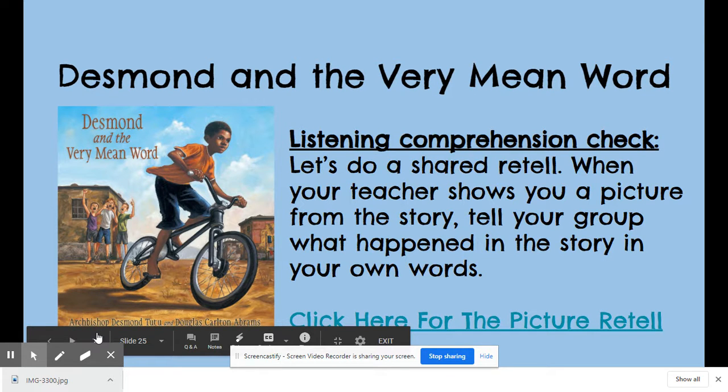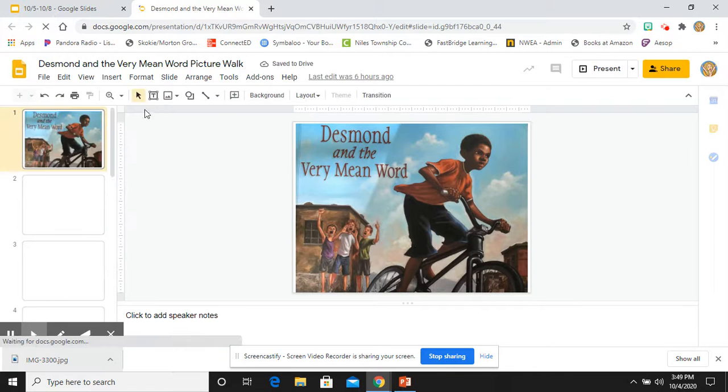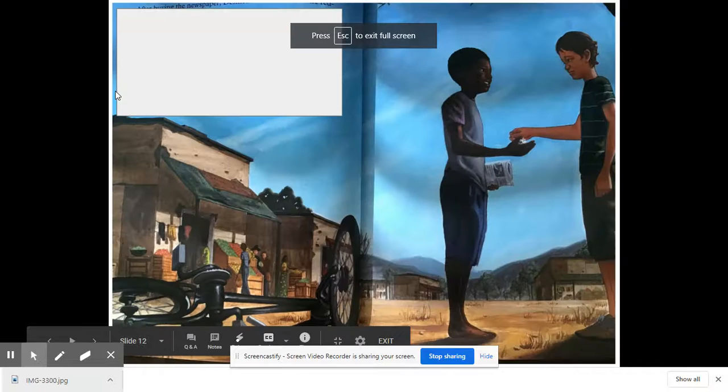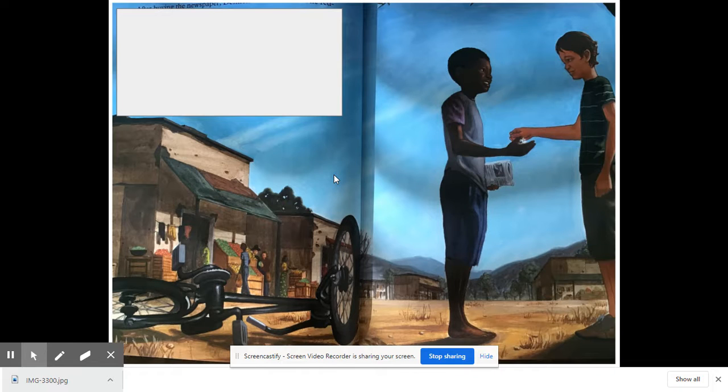And then the following day, this was what I was talking about, the picture retell. So you have a link here that'll take you to the pictures for the stories. And what we talked about at our meeting was just doing a little wraparound where you show the kids a picture, choose someone to tell you, oh, what was this about? Can you describe this picture?